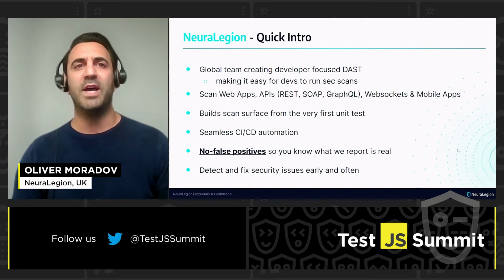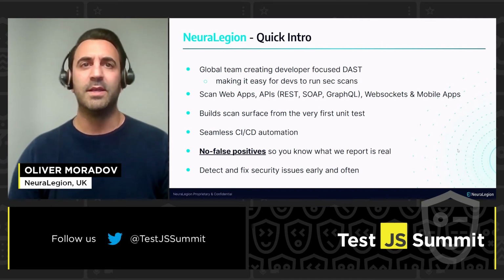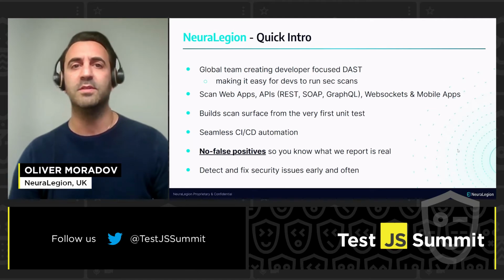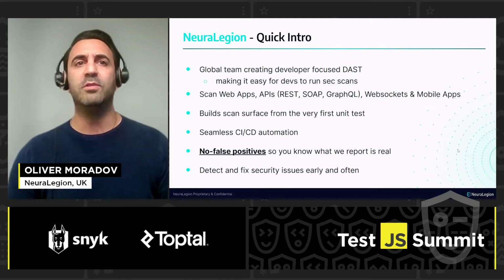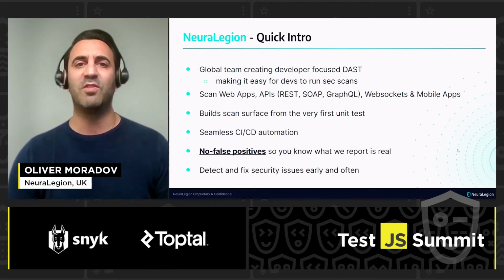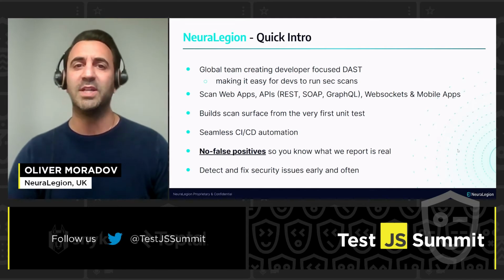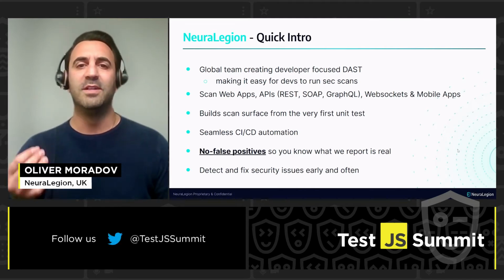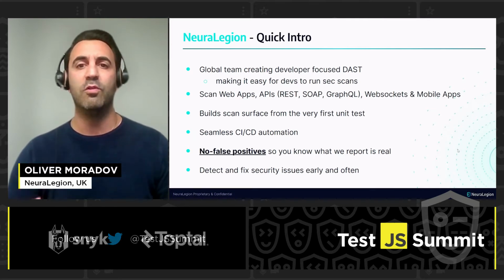You're releasing software faster than ever, and security needs to keep up. And this process needs to be owned by you, developers. We enable you to build the scan surface from the very first unit tests, running tests on every build or every pull request. This is seamlessly integrated into your pipelines, but more importantly, with no false positives. So you can trust the output to make detecting and fixing security vulnerabilities really, really quick and really, really simple.